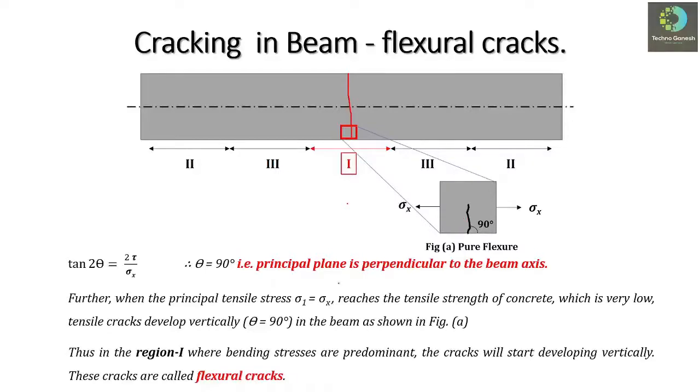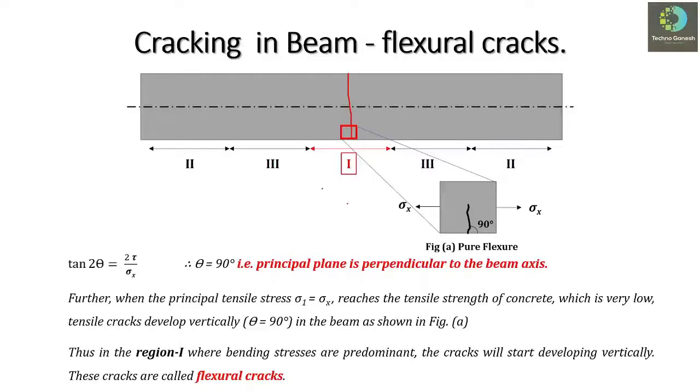and these cracks are mainly due to the predominant bending stresses, because as we have already discussed, in region 1 the bending stresses are predominant and the cracks start developing vertically. This kind of crack is also called a flexural crack, because the main reason for the development of the crack is the flexural action of the beam. So this is the crack pattern in region 1.